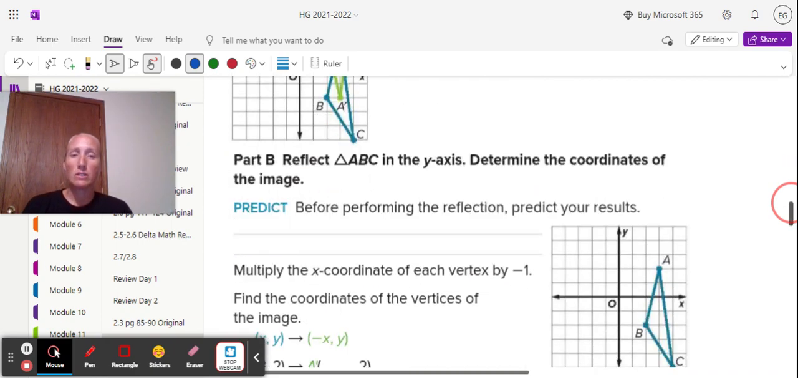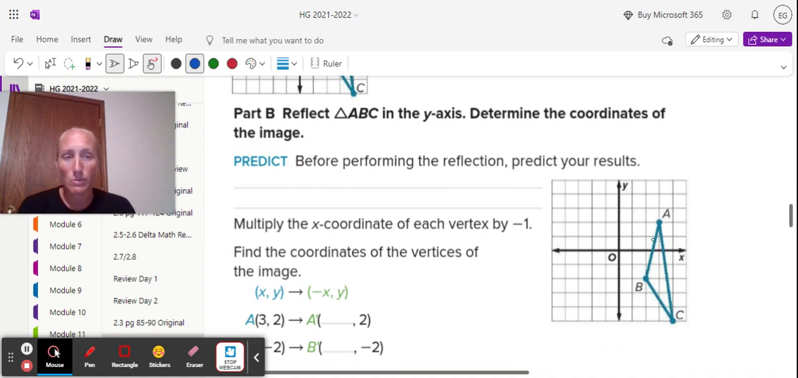So part B is reflected in the y-axis and determine the coordinates. I'm going to do the same thing, but I'm going across the y-axis. So the y-axis is vertical, so I'm going to go from my point and I'm going to go horizontal. So I go over 1, 2, 3 units, and I'm going to go 3 units on the other side to find my A prime.